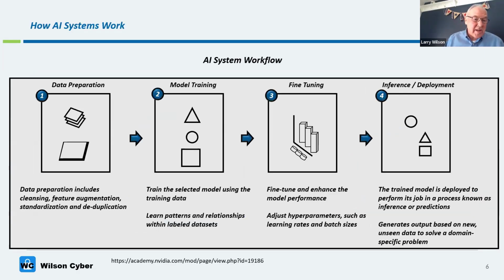As far as the system workflow, we start with data preparation. Data preparation includes cleansing, feature augmentation, standardization, deduplication. We then train the model. We train the selected model using the training data. It learns patterns, relationships within the labeled data sets. We fine-tune the model, enhance the model performance. We add hyperparameters, learning rates, batch sizes. And then finally, we test it with inference or deployment, which is actual real data. The trained model is deployed to perform its job in a process known as inference or predictions, and it generates output based on new unseen data to solve a domain-specific problem, like a healthcare problem, or a financial services problem, or a higher education, human capital management problem, as we discussed with the Oracle system.